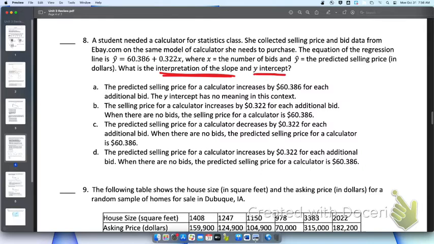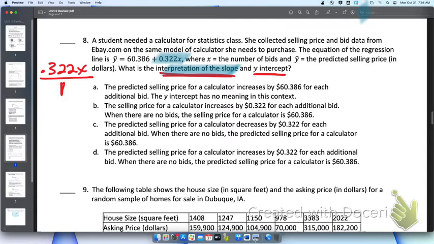All right, so how do we interpret slope? First of all, which one is the slope? What number is the slope in that equation? Good. The slope is the one that's with the x. And so what does this number mean? Remember, 0.322x is like saying 0.322 over 1. So my increase in x is going to be 1, my increase in number of bids will be 1, and my increase in y is going to be 0.322.